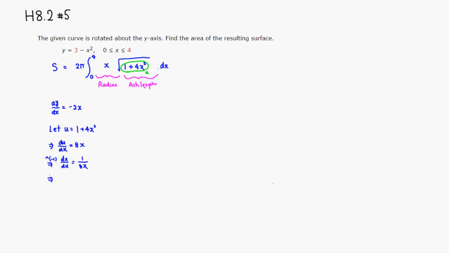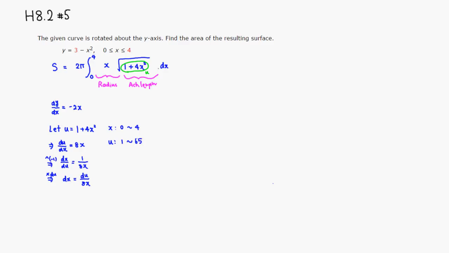Then we can multiply through by du so that we have an expression for dx, so du over 8x. And the integral is from, x is going from 0 to 4. But if you convert it to u, if you plug in 0, that's going to be 1. And if you plug in 4, 4 squared is 16, times 4 is 64, plus 1, so 65.